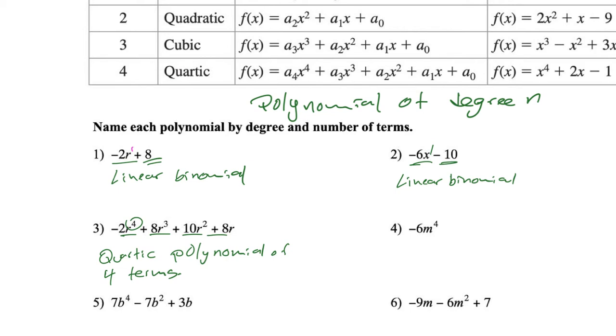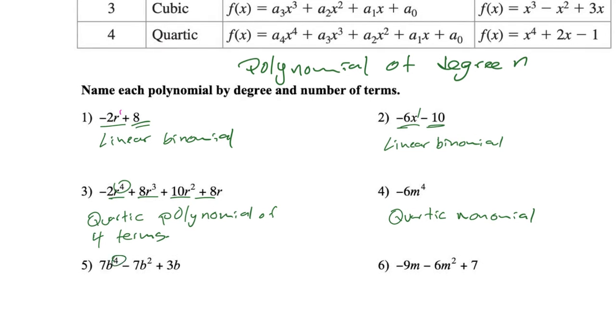The next one, I only have 1 term because, again, the terms are going to be separated by addition or subtraction. In this case, we have a quartic monomial. Number 5, my highest exponent is 4, so I got a quartic trinomial. And then number 6 is not in standard form, so let's rearrange it as 6m squared minus 9m plus 7. So this is a quadratic trinomial.